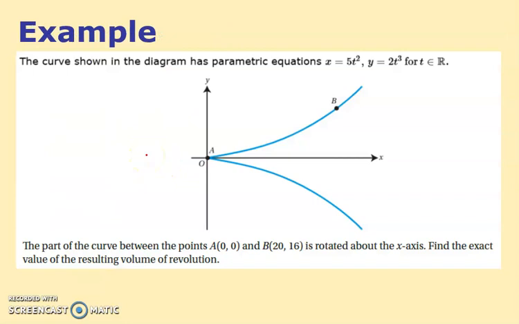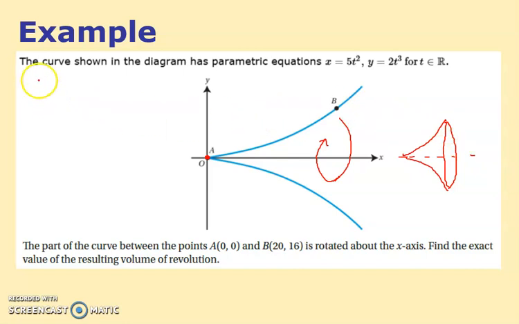It says the curve shown in the diagram has parametric equations x equals 5t squared and y equals 2t cubed. The part of the curve between O (0, 0) there and B (20, 16) is rotated about the x-axis. I can see that. That's being rotated around there. And if you do that, my gut feeling is you'll get almost a cone shape being formed around that axis. Find the exact value of the resultant volume of revolution.